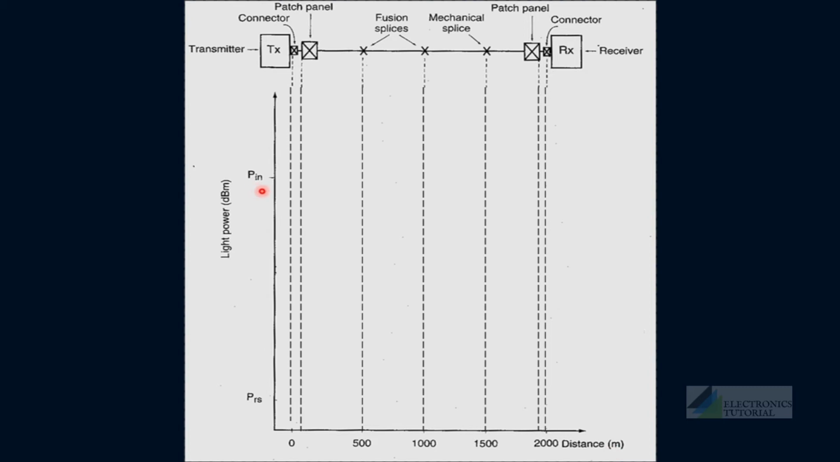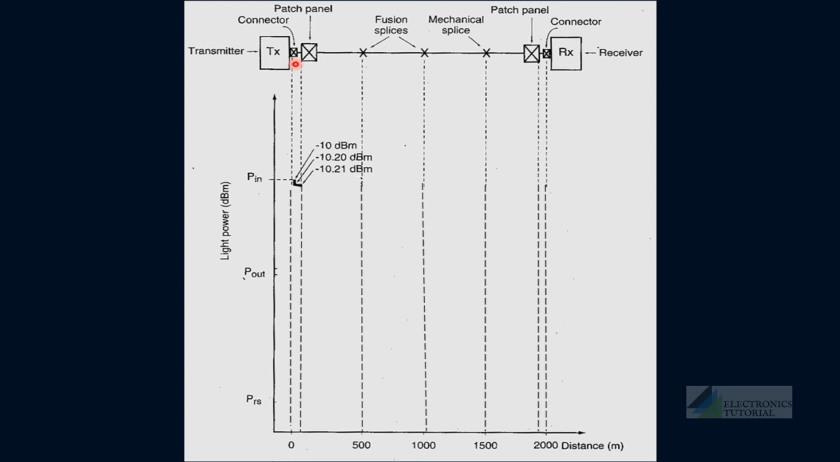This Pin indicates the initial power, and in this case, we are considering the transmitter has transmitted the signal with a power level of -10 dBm, or in other words, we can say it as 0.1 milliwatts. Another quantity that we need to consider is the receiver sensitivity, or PRS. Here in this case, we are considering the receiver is having a receiver sensitivity of -20 dBm. That means the signal obtained up to this level can be smoothly recovered by the receiver.